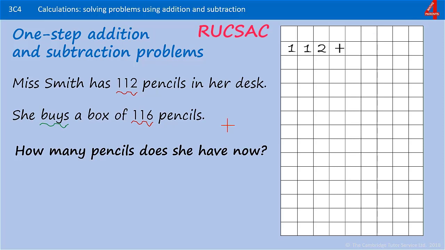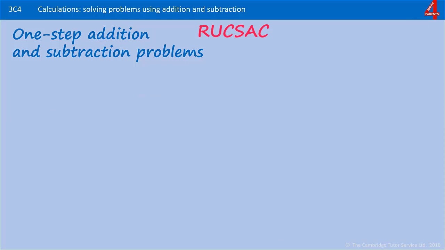112 add 116, and we're going to use the column method to solve this one. 2 and 6 is 8, 1 and 1 is 2, and 1 and 1 is 2. How many pencils does she have now? She has 228 pencils. Here's one for you to try.